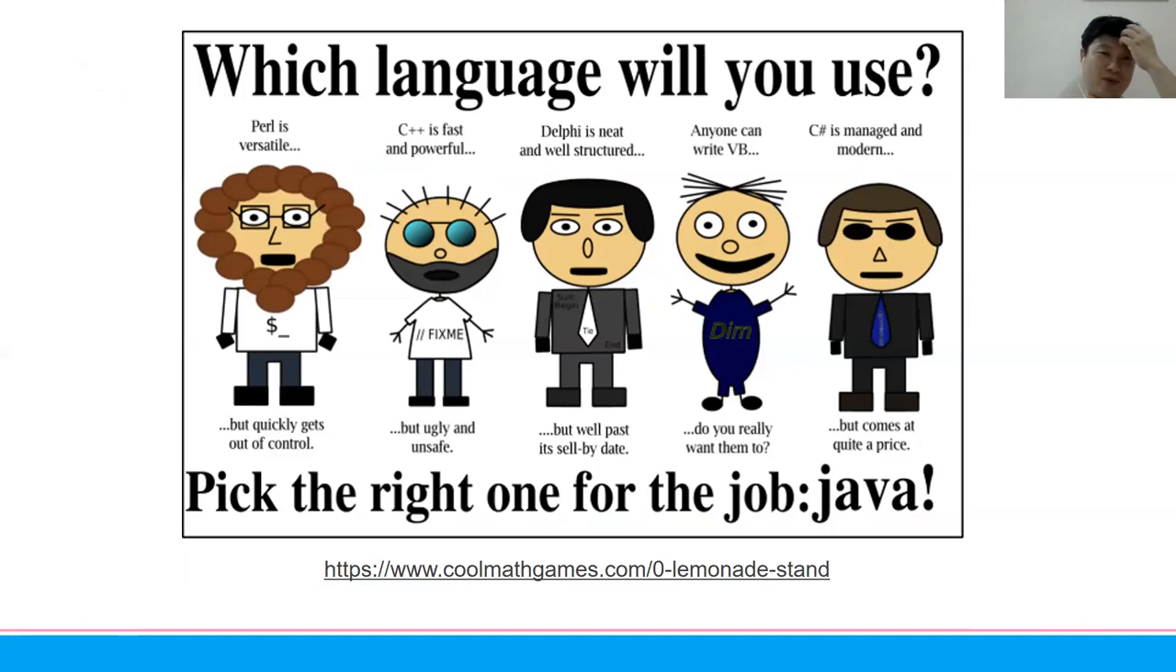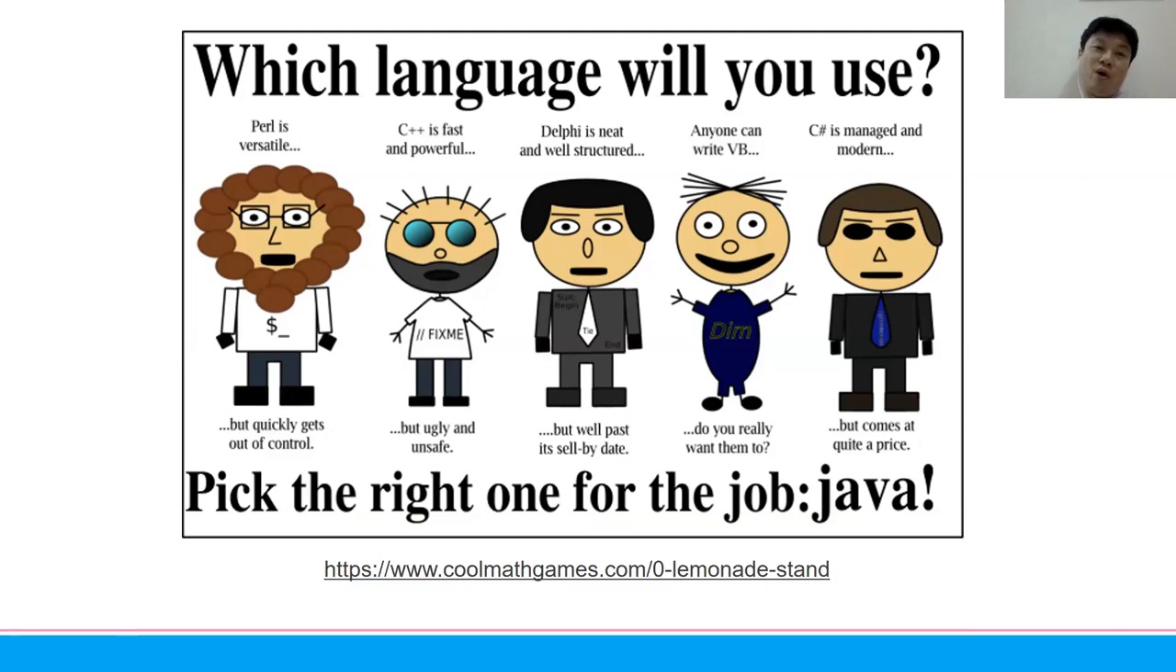This is one of the jokes someone gave. Which language will you use? Someone said Perl is versatile. Perl is one programming language, and C++ is another programming language. It's fast and powerful, and Delphi is neat and well structured. Okay. Anyone can write Phoebe. Have you heard of Phoebe? Phoebe is Visual Basic. Yeah. C#, okay. C# is managed and modern.